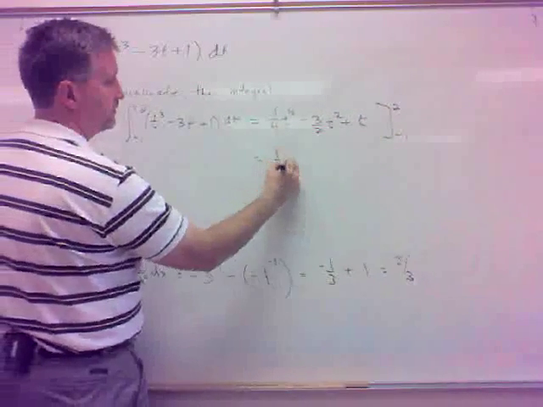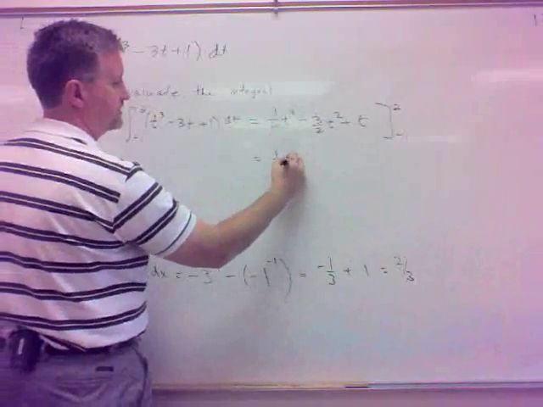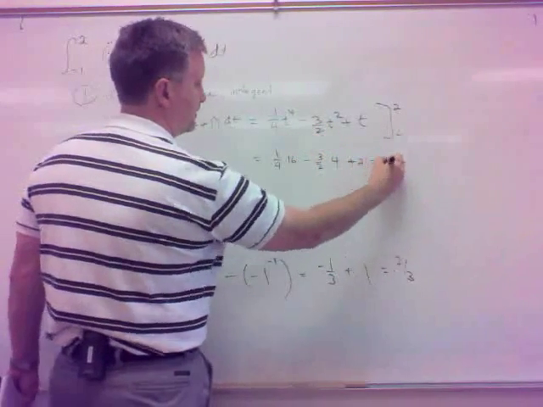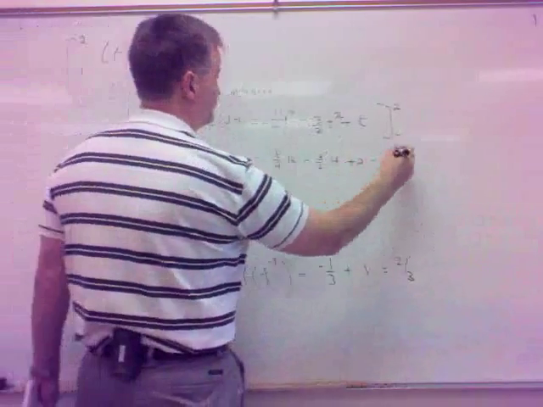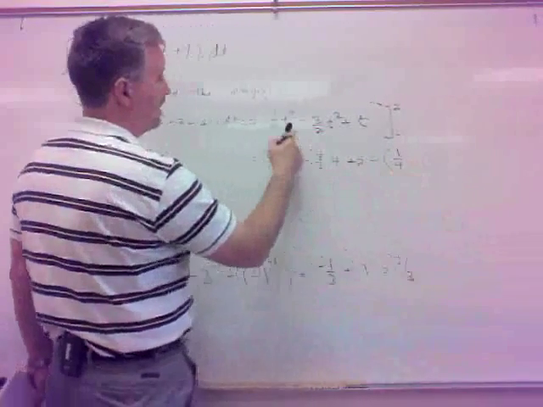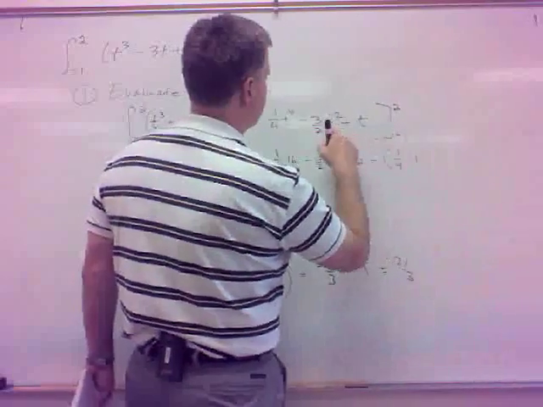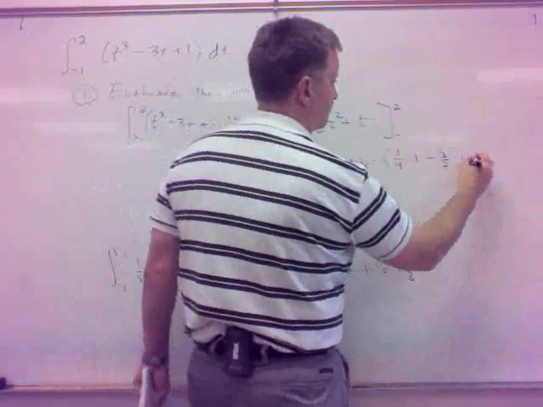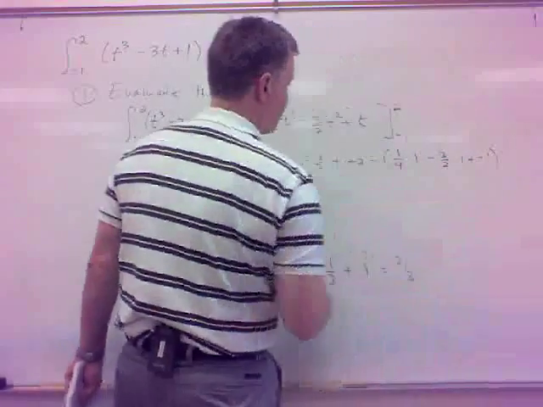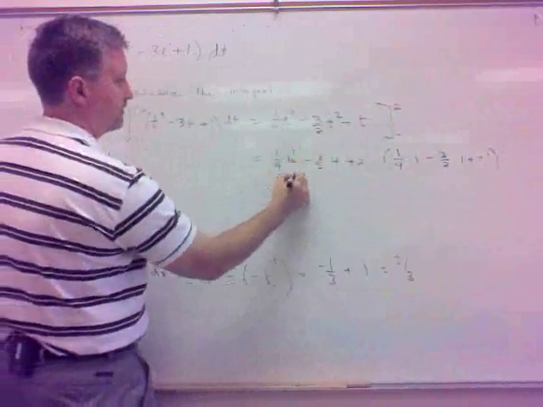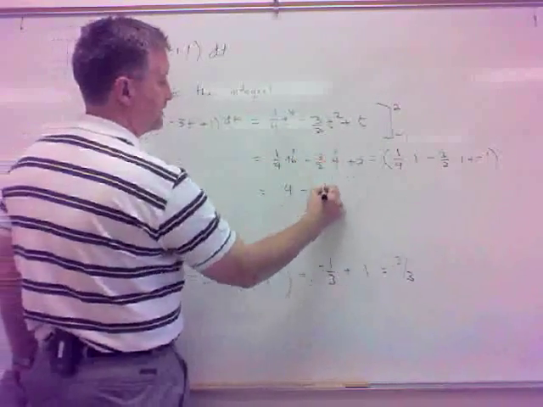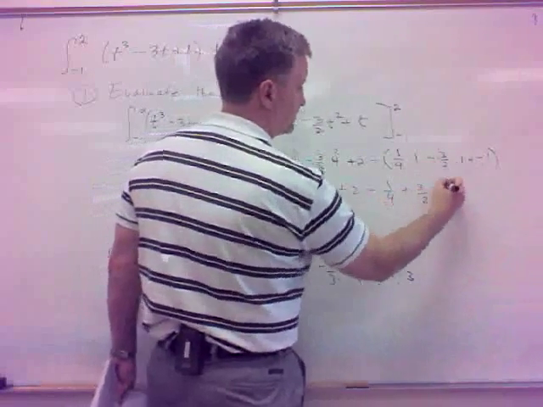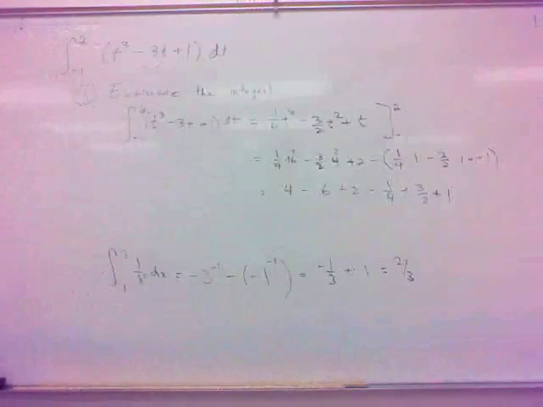So we get 1/4, plug in the 2, that'd be 2 to the 4th, which is 16, minus 3/2 times 2 squared would be 4, plus 2, and then do the minus. With the -1: -1 to the 4th is +1, -1 squared is +1, and plus -1. So what do we got? That would be 4 minus 6 plus 2, minus 1/4 plus 3/2 plus 1. Whatever that is, our value.